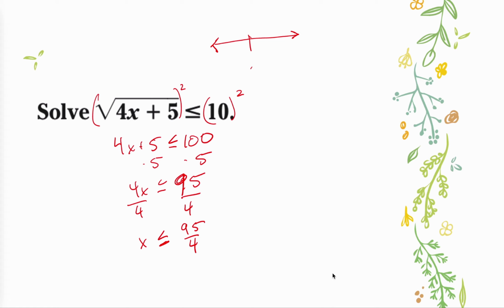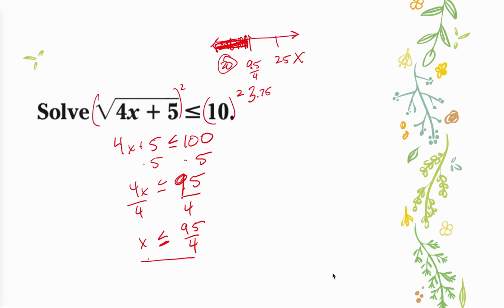So 95 over 4 is going to be 20, a little bit, was it 23 point something? 23.75 or something like that. So if we pick a number that's less than that, like 20, and a number that's greater than that, like 25, our answer is that x is less than or equal to 95 over 4. So we want it to be true for the less than side and not true for the greater than side.